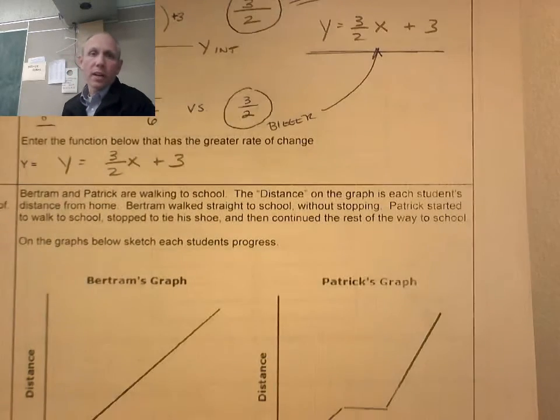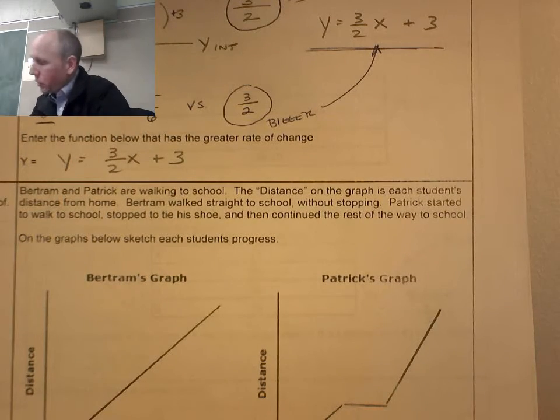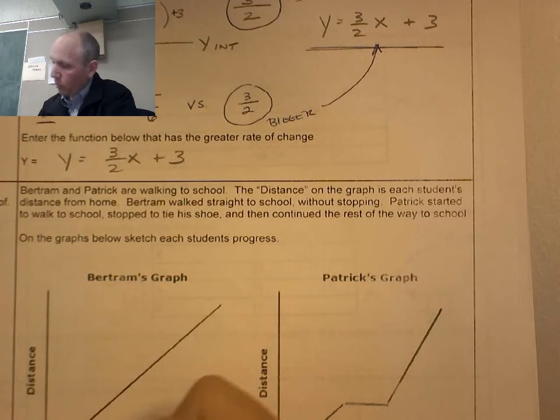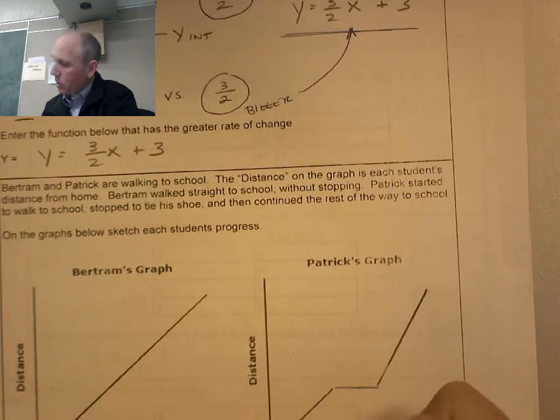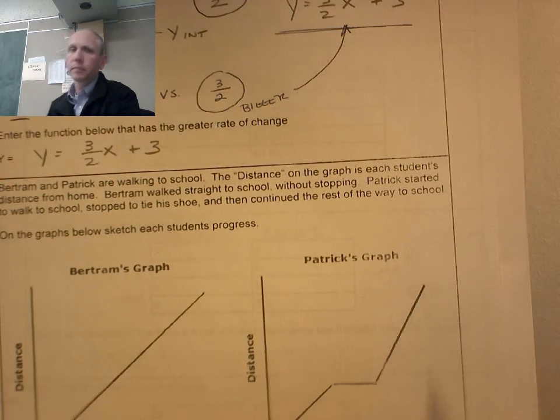Bertram and Patrick are walking to school. The distance on the graph is each student's distance from home. Bertram walked straight to school without stopping. Patrick started to walk to school, stopped to tie his shoe, and then continued the rest of the way. So here's Bertram walking to school. Here's Patrick walking, stopping, and then walking again.